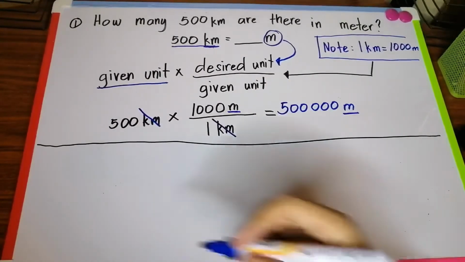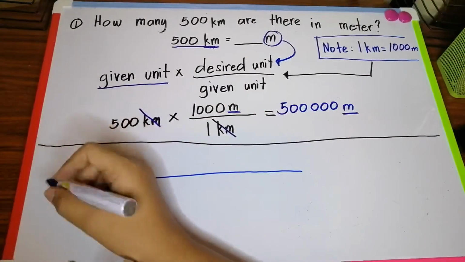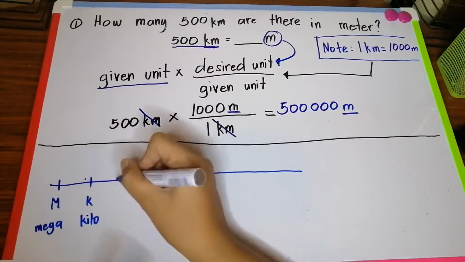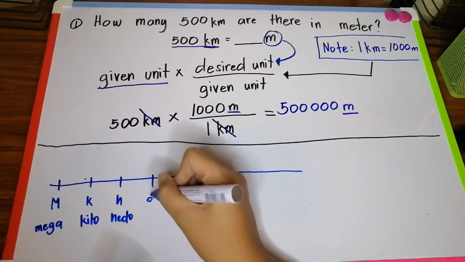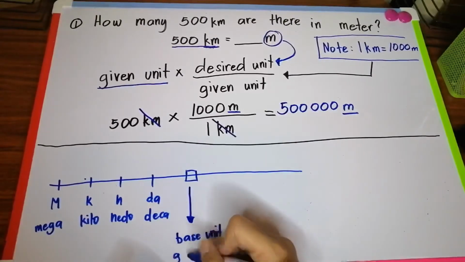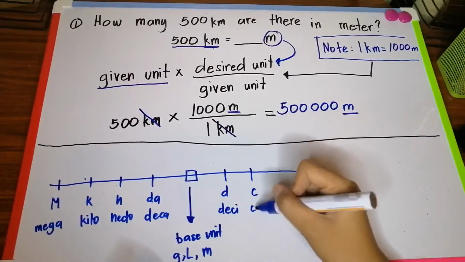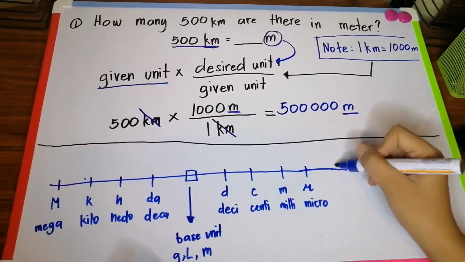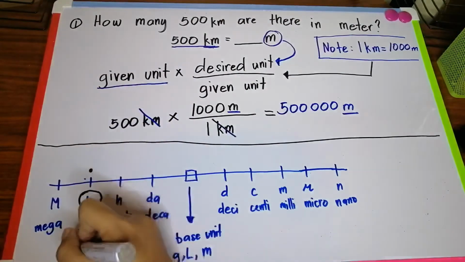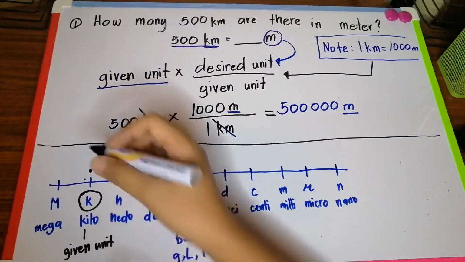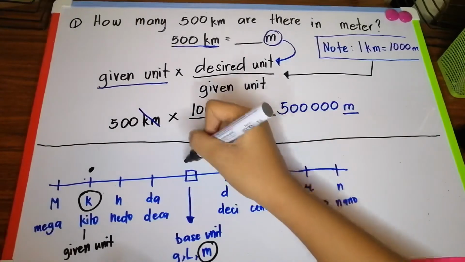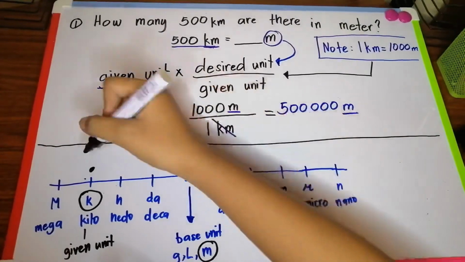Now let's try to convert this another way in converting metric to metric system. All you have to do is to write the prefixes presented on the first part of this video. And take note that it should be in order. Now let's check the unit of the given. So we have kilometer. So this is our given unit. Next is our desired unit, that is meter. So this meter is in the base unit. So we will end here.